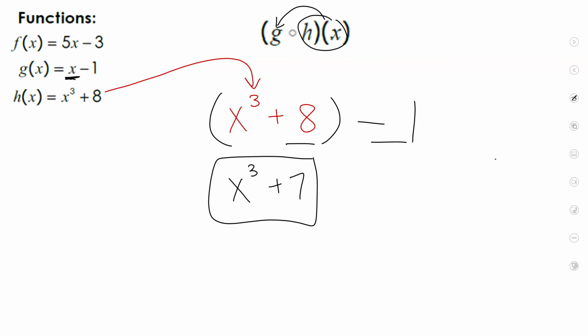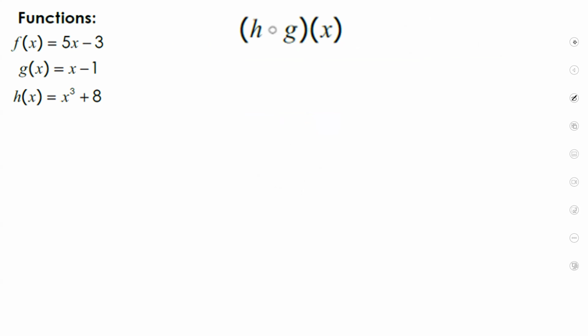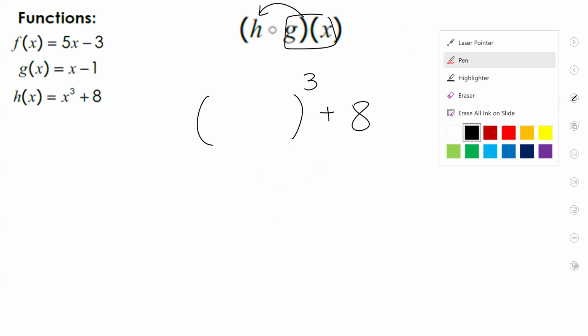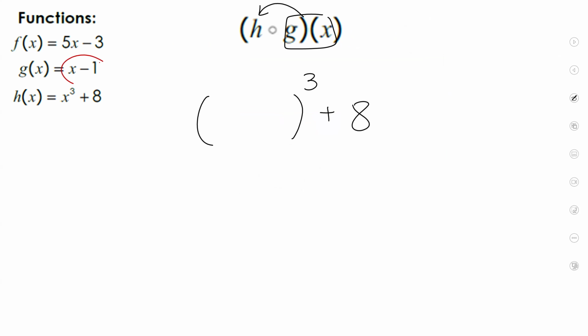Okay. And guys, you'll see it written like this. You'll also see it written like this. Make sure you understand this means you're going to put h inside of g. H goes inside of g. Let's do another one. This time I'm going to put g inside of h. So I'm going to write h nice and big. That's h. I'm going to put g inside of it. This is g. We're going to put that inside.